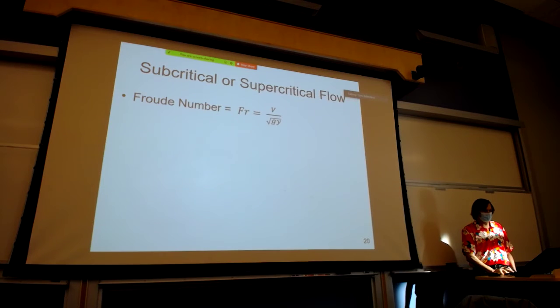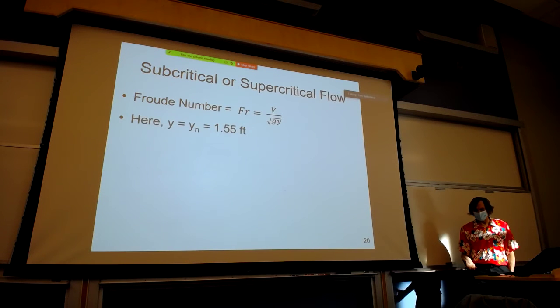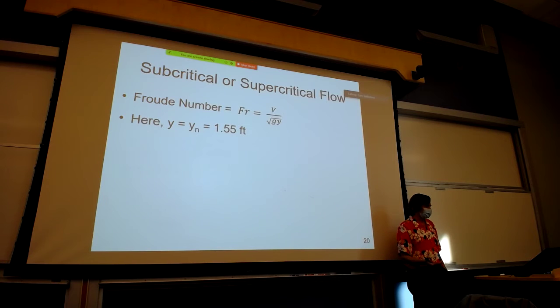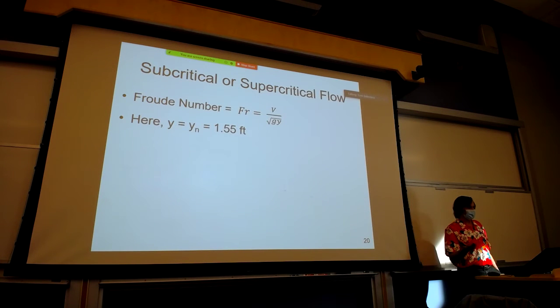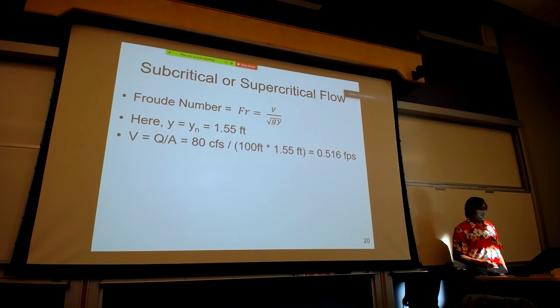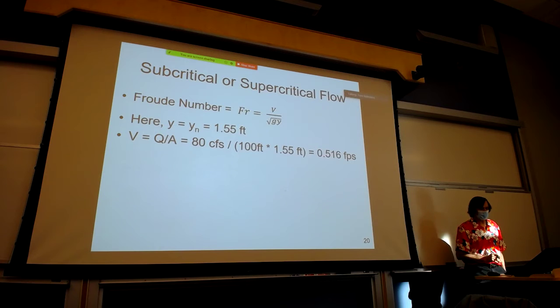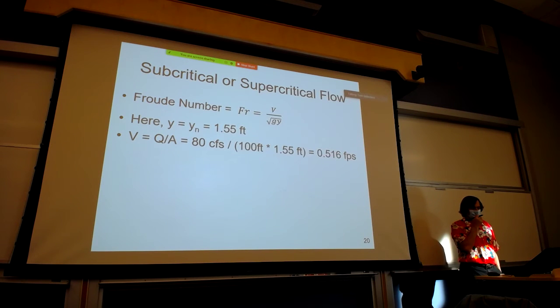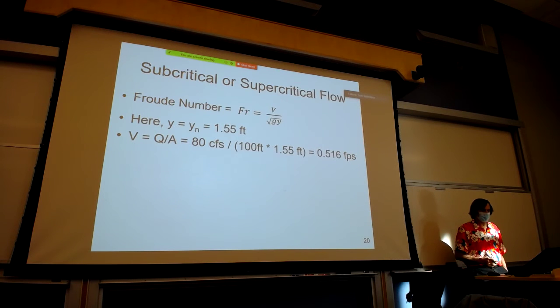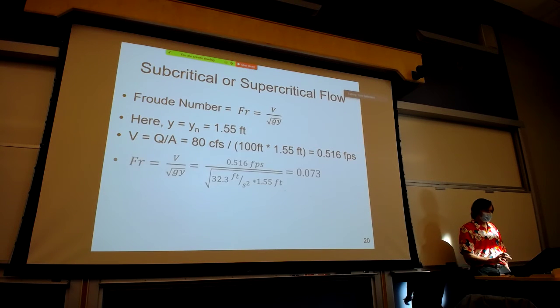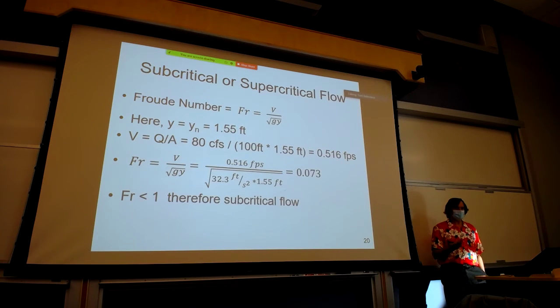So in this last example, again, this is our river, and the question is, do we have subcritical or supercritical flow? We just calculated that the depth of flow is 1.55 feet. The discharge was 80 cubic feet per second. We had a rectangular cross-section that was 100 feet wide, and the depth of flow is 1.55 feet. And therefore, the velocity, which is discharge divided by area, is 0.516 feet per second. And so with the depth of flow and the velocity, we can calculate the Froude number. So here the Froude number turns out to be 0.073, and that just means that you have subcritical flow.